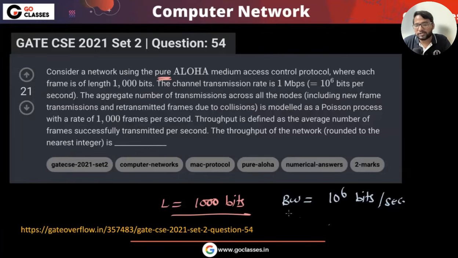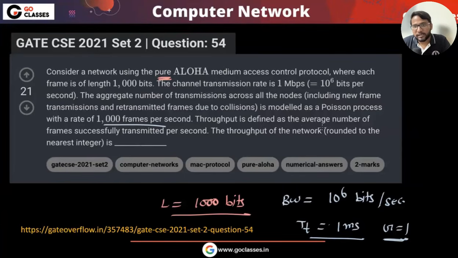So, can you tell me what is G here? What is the transmission time? Transmission time will be length upon bandwidth. So I think it will be again 1 millisecond. So what is G? If you are sending 1000 frames in 1 second, then in 1 millisecond you will be sending just 1 frame. So G is just 1. Right? G is 1. From here you can see that G is 1.